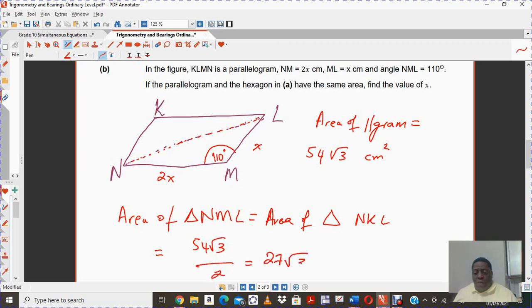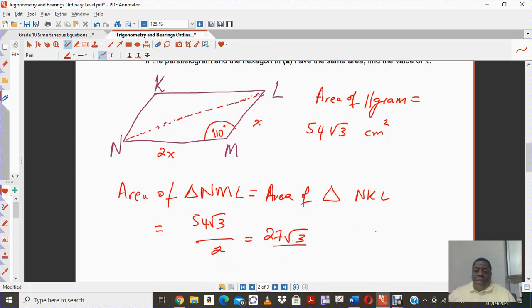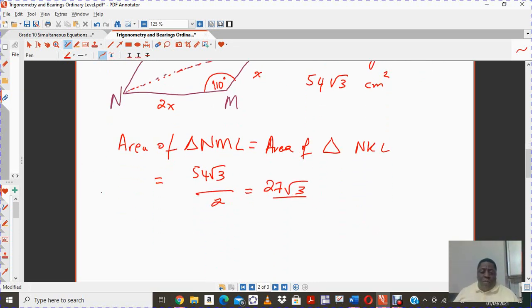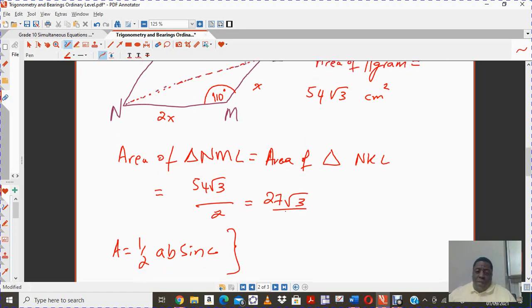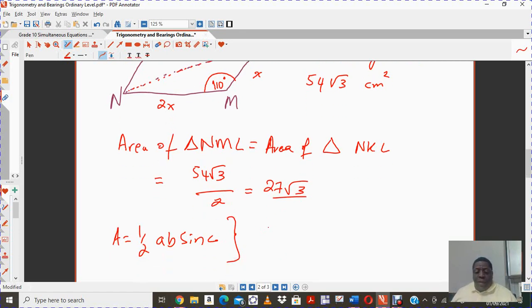So we have 27√3. The reason why that is important is because I'm going to use the formula, the area equals a half times AB times the sine of C, in order to calculate the values of 2x and x. So the area will be a half times x times 2x times the sine of 110 degrees, which should give me 27√3.